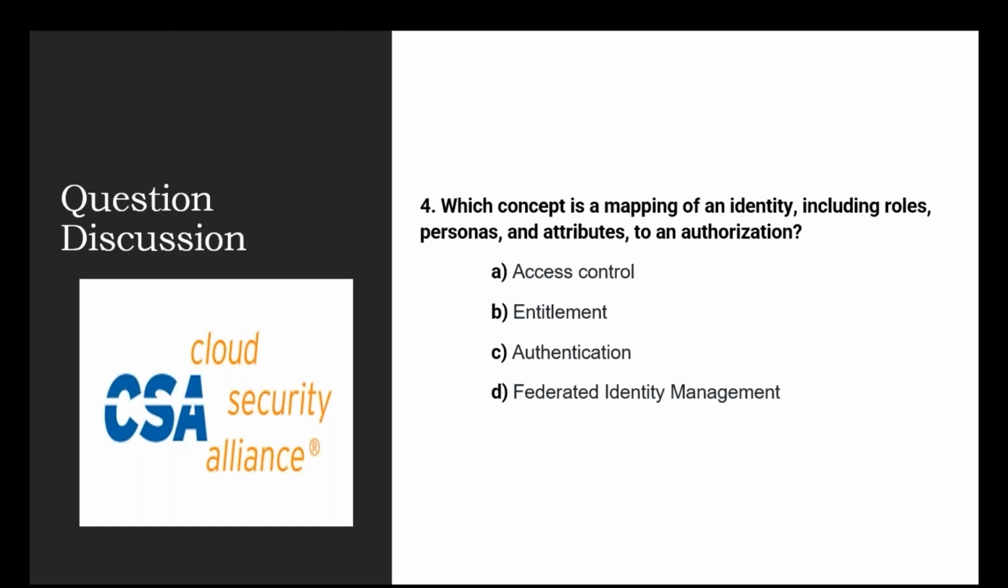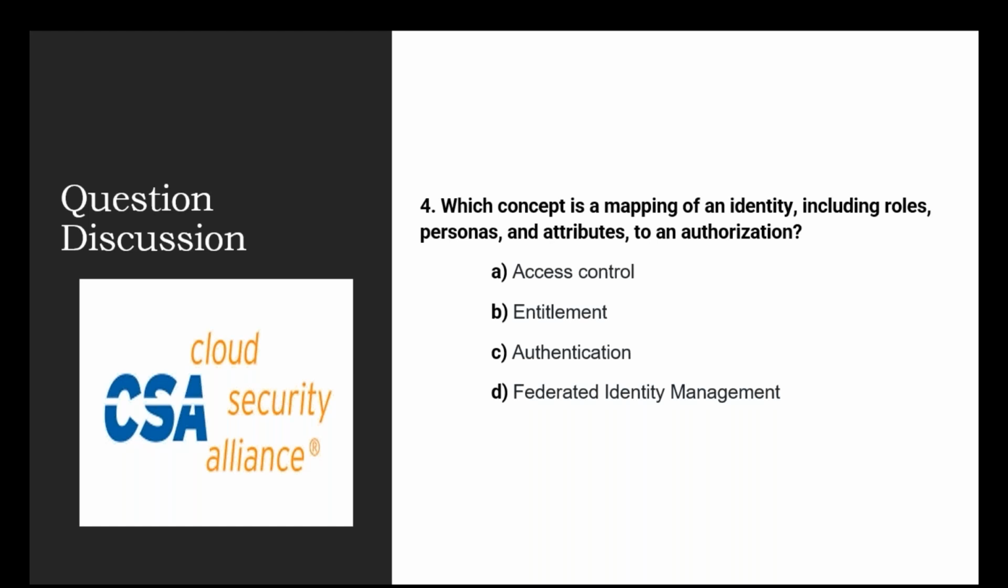Next question for you. Which concept is a mapping of an identity, including the roles, personas, and attributes, to an authorization? The question is very simple and straightforward. When you are mapping identity, along with the roles and based on their attributes as well, what exactly is it called? So it is actually looking for a definition here. I think this is a very common question under IAM.